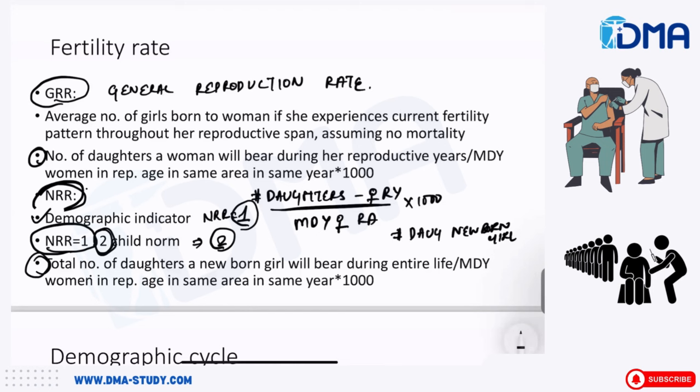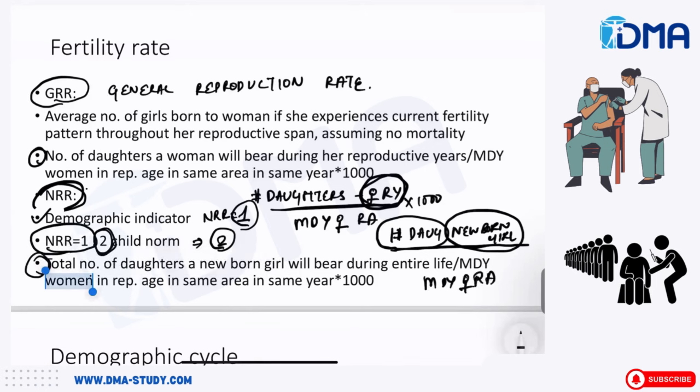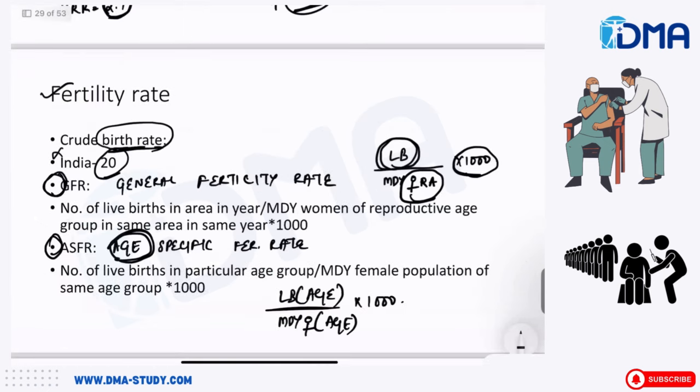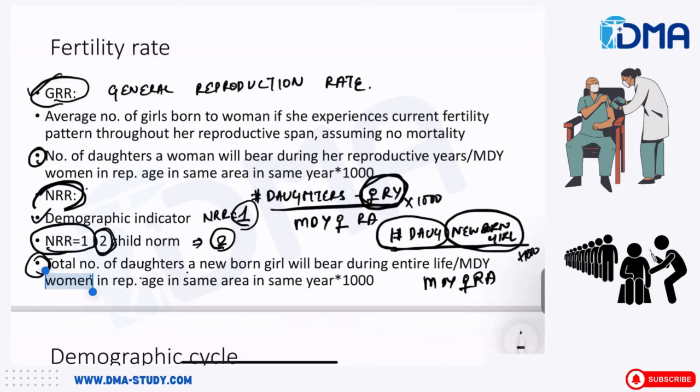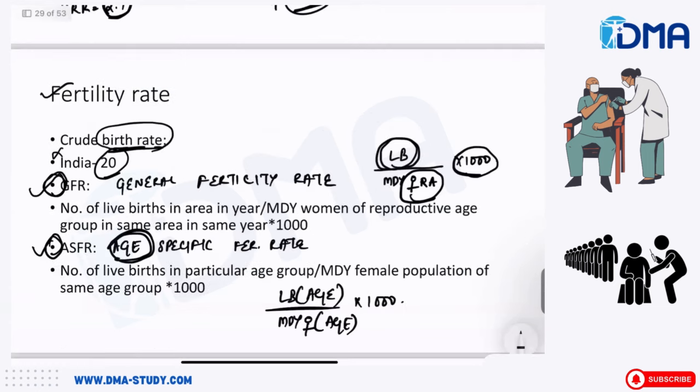Here we have seen the total number of daughters women in the reproductive age group will have. In net reproduction rate, we are seeing the total number of daughters a newborn girl will have divided by the mid-year female population of reproductive age group into 1,000. So we have seen four major indicators: general fertility rate, age-specific fertility rate, general reproduction rate, and net reproduction rate.